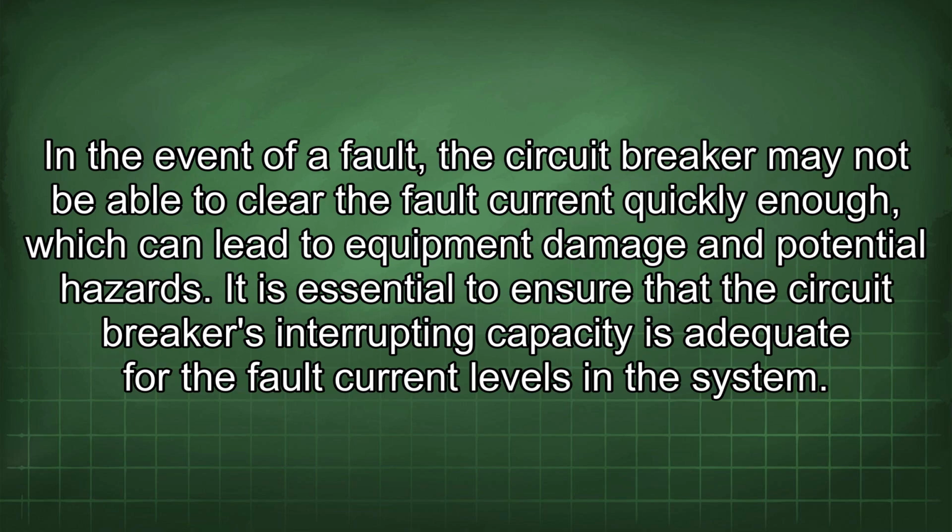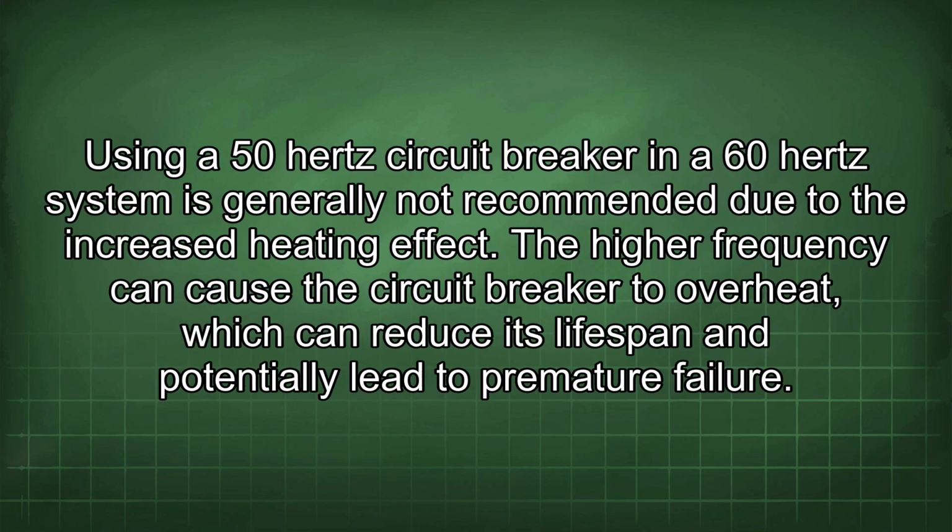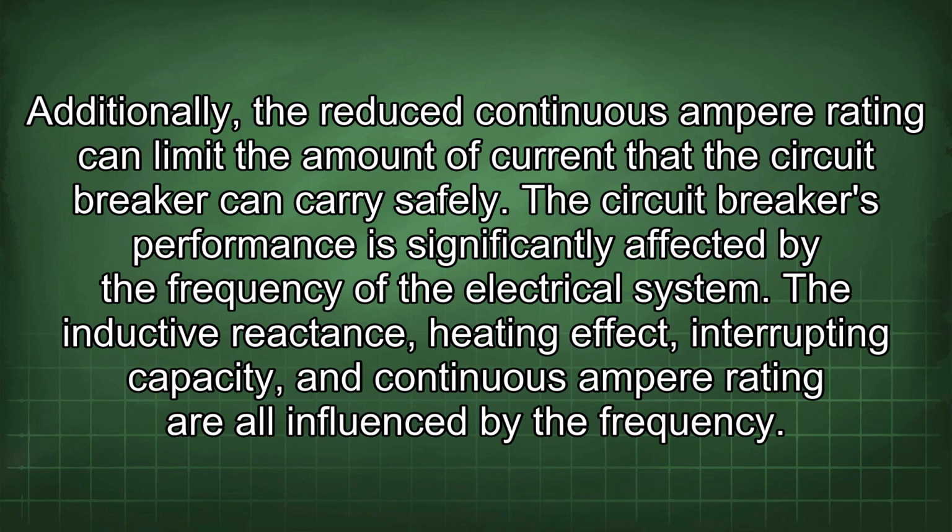It is essential to ensure that the circuit breaker's interrupting capacity is adequate for the fault current levels in the system. Using a 50 Hz circuit breaker in a 60 Hz system is generally not recommended due to the increased heating effect. The higher frequency can cause the circuit breaker to overheat, which can reduce its lifespan and potentially lead to premature failure. Additionally, the reduced continuous ampere rating can limit the amount of current that the circuit breaker can carry safely. The circuit breaker's performance is significantly affected by the frequency of the electrical system.